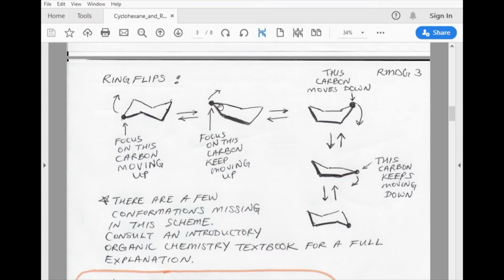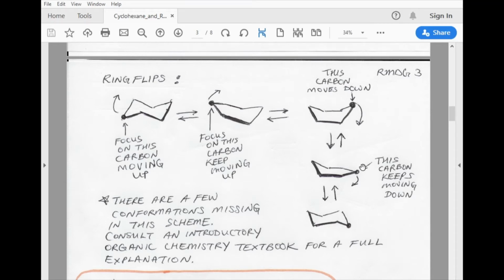And then we can keep following this path with this carbon moving upwards. And as it moves upwards, you're going to have a peak form where we kind of have this boat structure. Kind of looks like a boat. And after that has been accomplished, we can now change from this carbon. We can now put our attention onto this carbon and have this carbon move downwards into the plane of these 4 carbons.